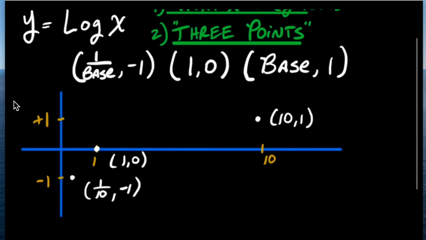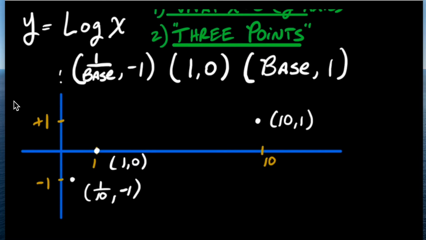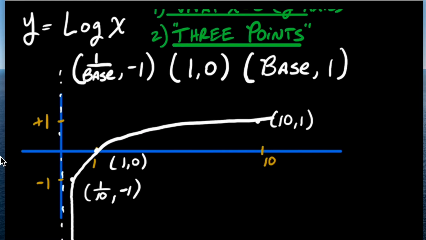And if we plot the vertical asymptote at x equals 0, namely the y-axis, and we plot our 3 points, here we have (1/base, -1), (1, 0), and (base, 1), we use the fact that all log functions will hug the vertical asymptote and then go through these points and continue on like so.